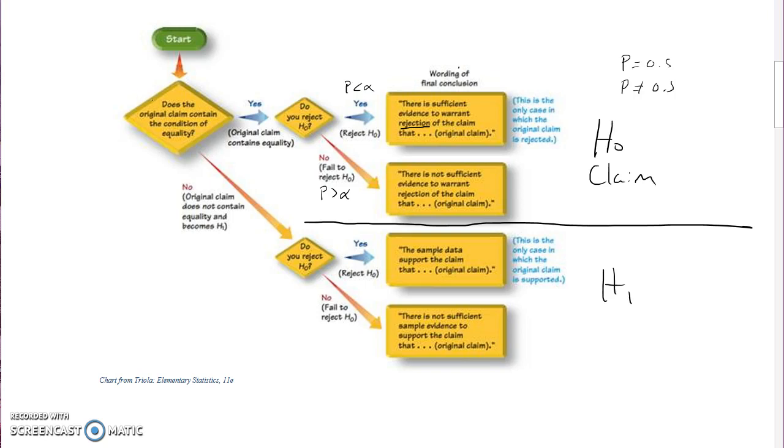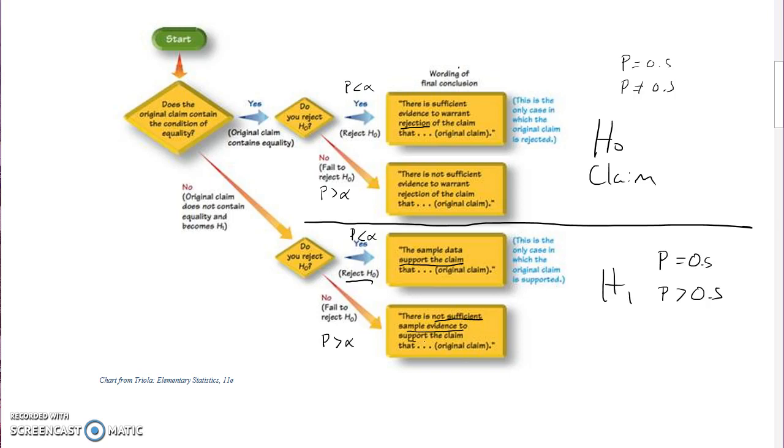Now, if our claim does not contain a condition of equality, this is something where we said our H0 is maybe half, but we said that more than half of people believe in something. Then we're in two situations again. If p is less than alpha, so these are the same, you will still reject H0, but when it comes time to get to our conclusion, we will say the sample data supports the claim that. Whereas if our p-value is greater than our alpha value, we will say there is not sufficient evidence to support the claim.